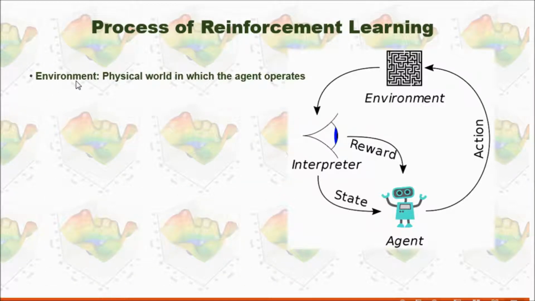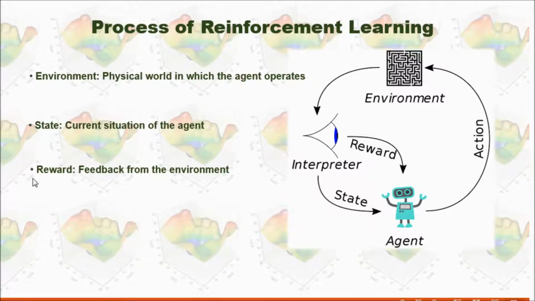First, we have an environment. For example, we have a maze here. That is our environment. Then we have an agent. The agent is trying to learn from taking certain actions around this environment. The state is the current situation of the agent. For example, in this case, the position of this agent inside this maze will be his state.